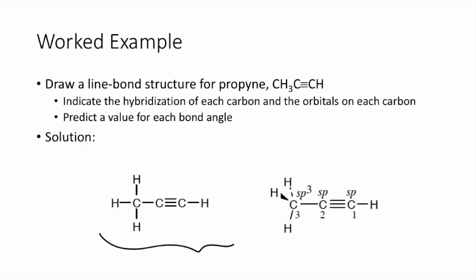So the carbon that just has single bonds is sp3 hybridized. The carbons that are triply bonded are sp hybridized. And with the exception of something called allenes, you can just remember sp3 carbons just have single bonds, sp2 carbons have double bonds, and sp carbons have triple bonds.